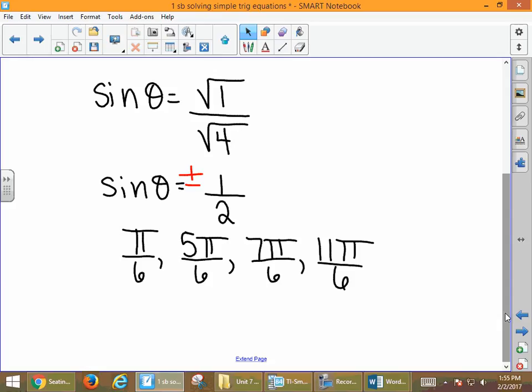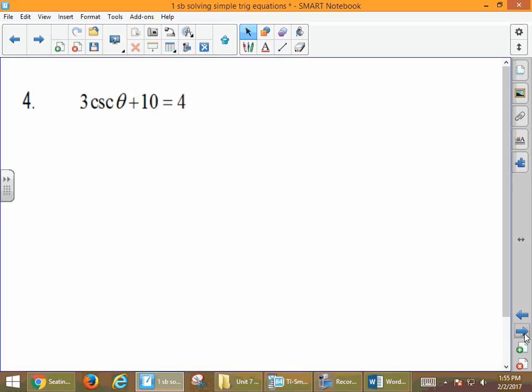So let's skip around a little bit here. No, I think I still want to keep going here on number 4. One of the reasons I want to look at problem 4 is it's cosecant. So cosecant is the reciprocal of which function? Reciprocal of sine. But we don't need that right away to solve this problem. Once again, we're going to isolate our theta. We're going to start by subtracting 10 from both sides.